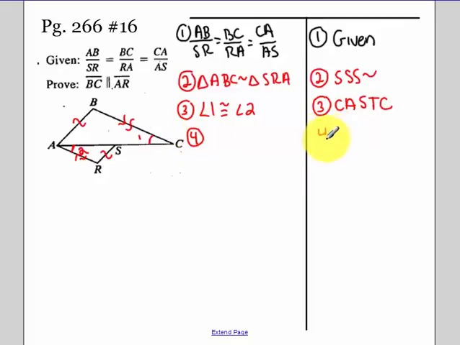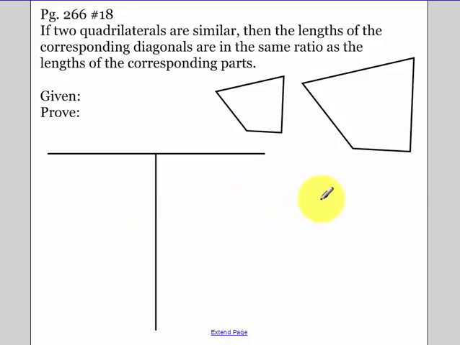Step 4, now that I have my angles congruent, we could say that BC is parallel to AR because alternate interior angles congruent are going to give us parallel lines. Okay, our next proof. If two quadrilaterals are similar, then the lengths of the corresponding diagonals are in the same ratio as the length of the corresponding sides.